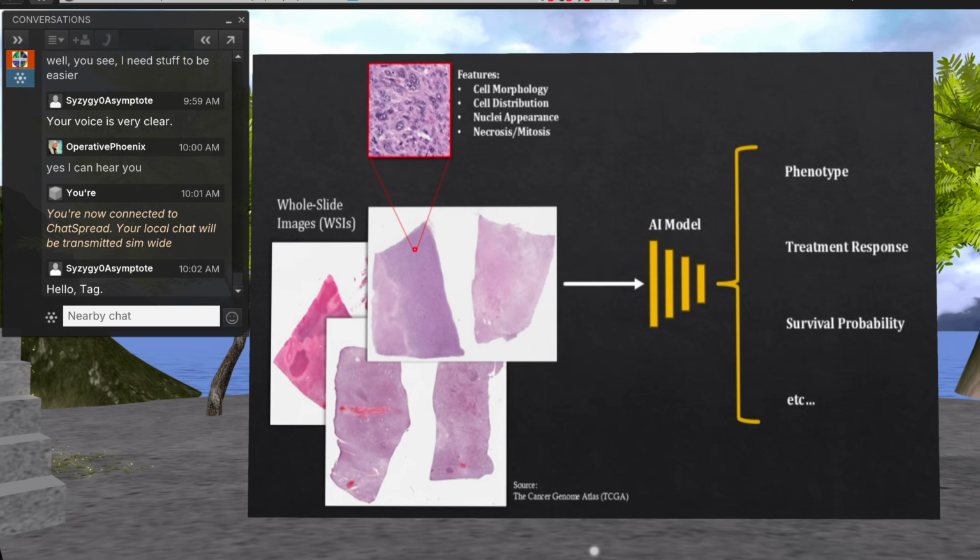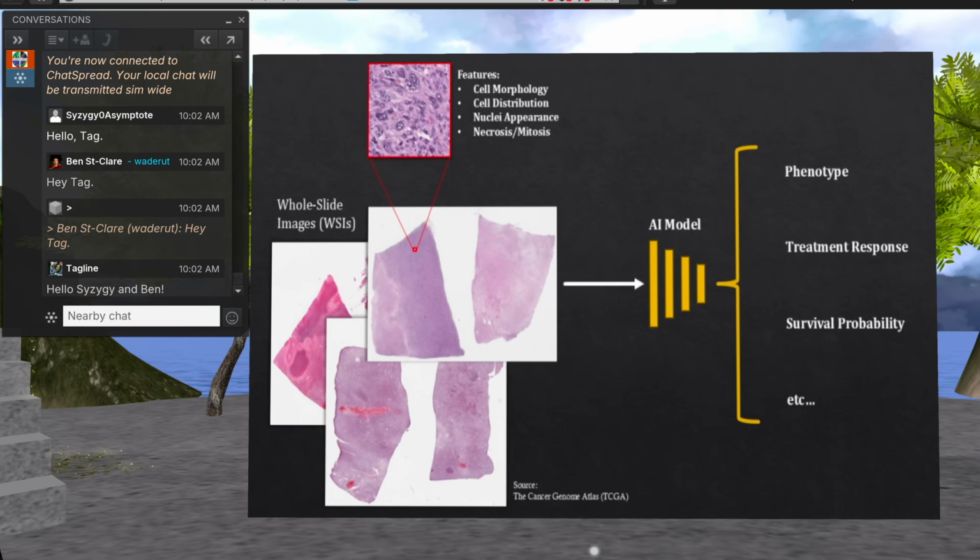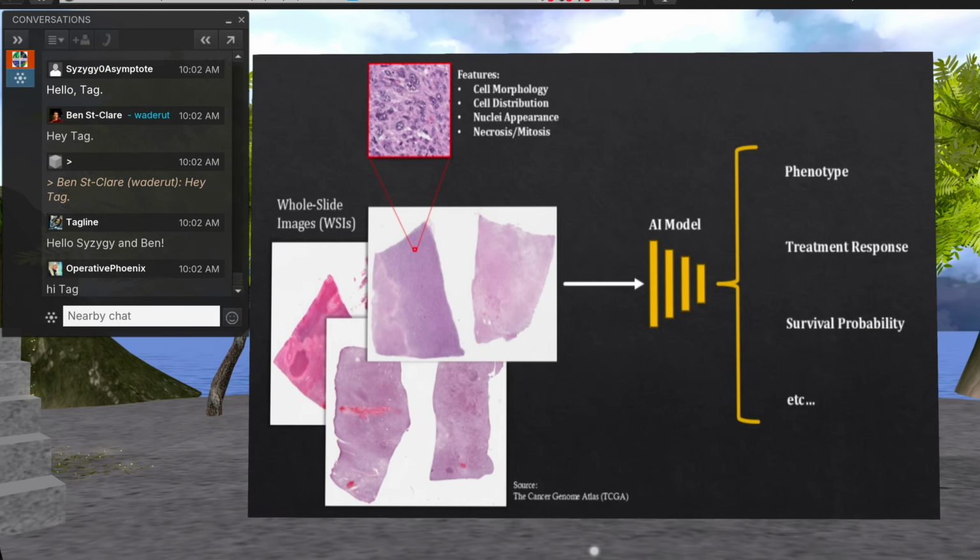They're very big files. And we've realized that if you pass them to AI models, it's often possible to use certain features that you identify in pathology to predict things like the phenotype of a disease. How will it respond to certain treatments? Is there a survival probability? What's the survival probability? And so on and so forth. So I focus on trying to derive those things using AI models applied to these tissue samples.